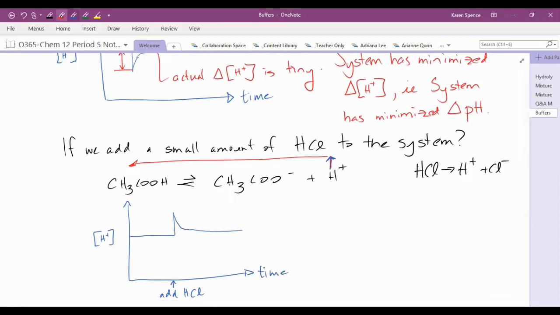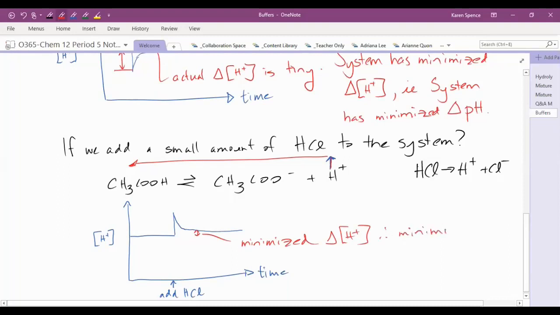Okay, so the system has minimized the change in concentration of H plus, and therefore it has minimized the change in the pH. So that's the general theory behind a buffer. Okay, nothing magical about it. It's just an equilibrium that shifts and minimizes the stress.